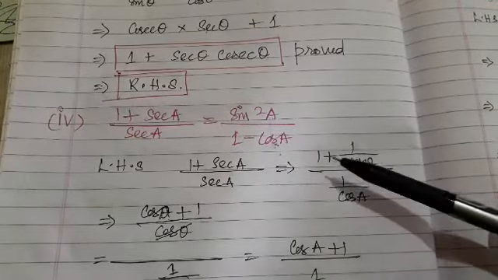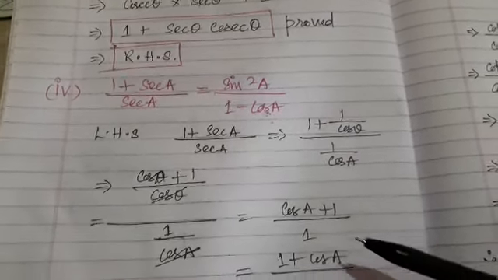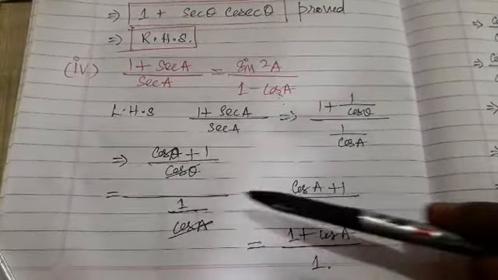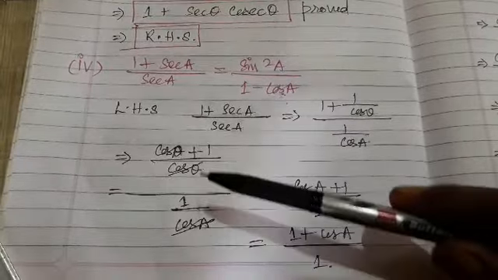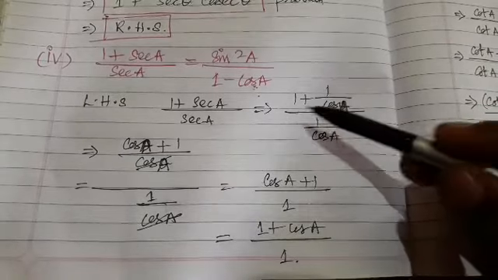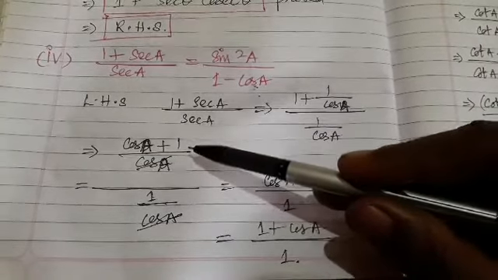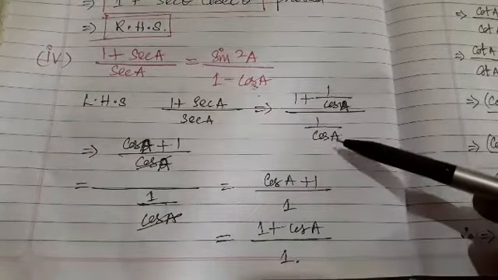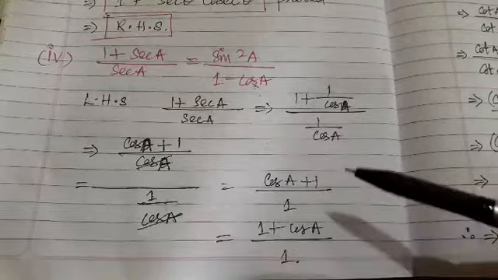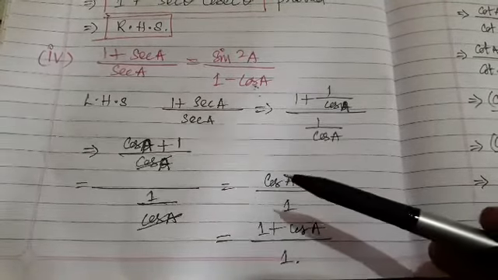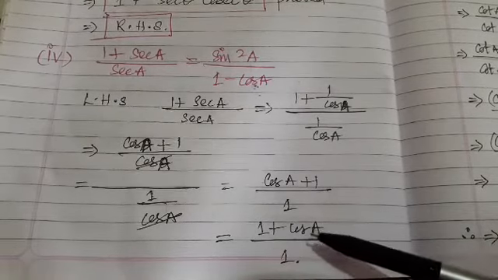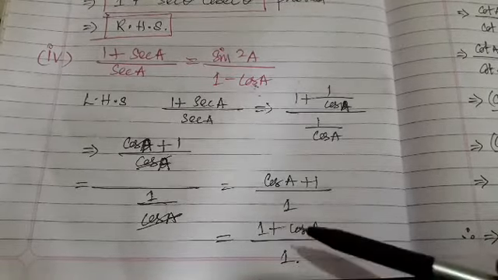I am simplifying this one, taking LCM here. So you are getting cos A plus 1 upon cos A upon 1 upon cos A, and the cos A will get cancelled. This 1 plus 1 upon cos A, taking LCM, becomes cos A plus 1 upon cos A, and the denominator 1 upon cos A is there. Once again the denominator gets cancelled. So your final simplified factor is cos A plus 1 upon 1. So we can write it as 1 plus cos A upon 1 also. That is also correct.